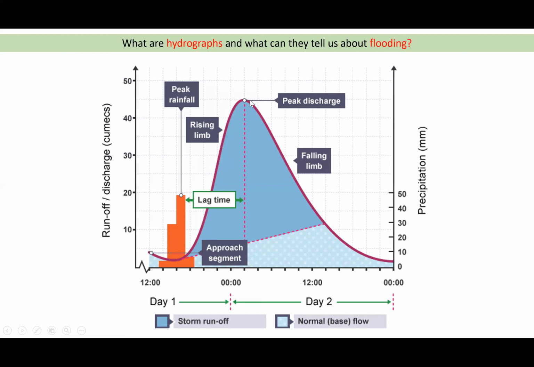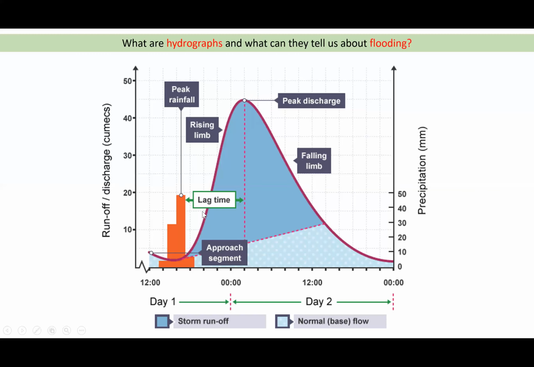This is really important up here, the peak discharge. Peak discharge is the highest amount of water that entered the river at a point. If you think about this being a mountain, and the peak of a mountain is the top of the mountain, therefore the top of the discharge, or the peak discharge, is the most amount of water that was flowing through the river at a particular time. Peak rainfall is the same again, but this time it's the highest amount of rainfall, or precipitation, that occurred.